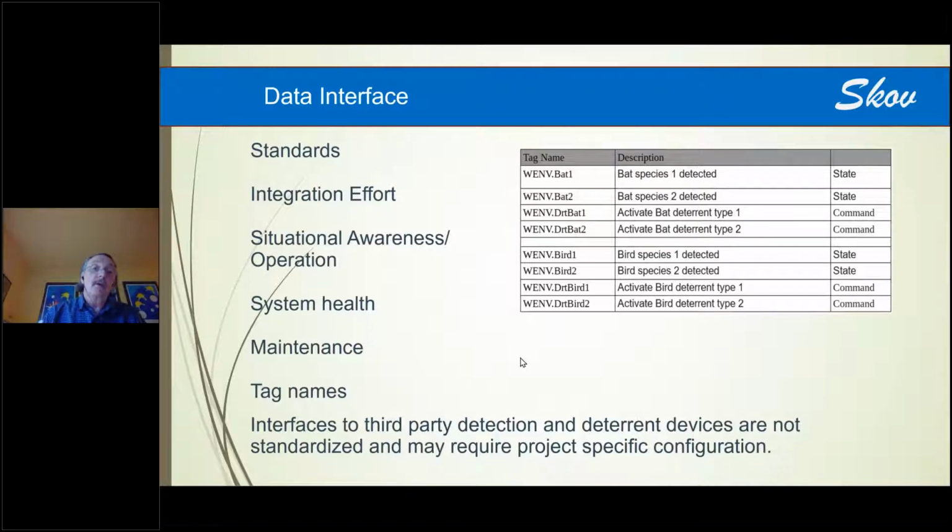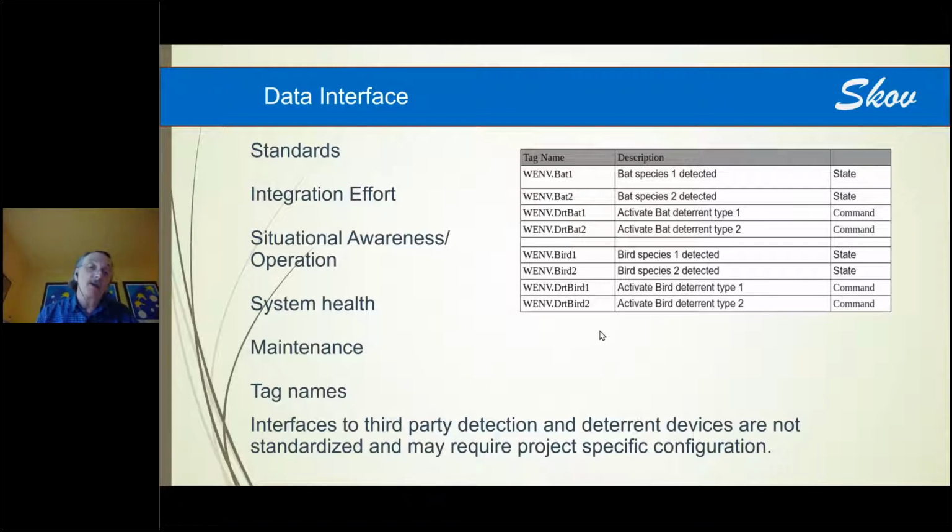If the names were systematic and standardized, it could potentially simplify the integration of new vendor equipment or upgrading to a newer version. And there could be other signals, not just start and stop commands. It could also be situation awareness about the detection or deterrent system. It could be system health, maintenance, and potentially other tag names. And there are some illustrations of potential names here. This is done with an IEC 61400-25 domain in mind, and these names could be compatible with that type of standard.